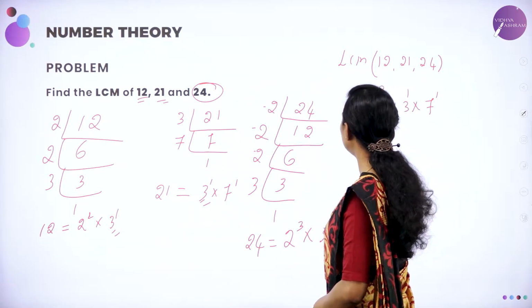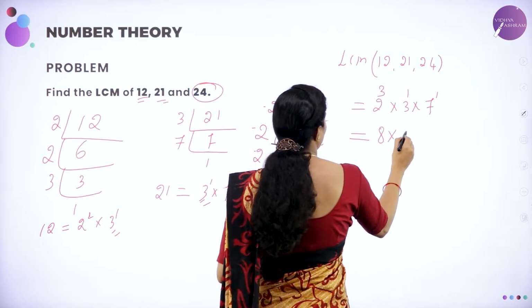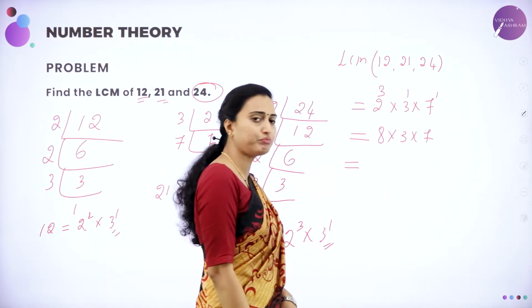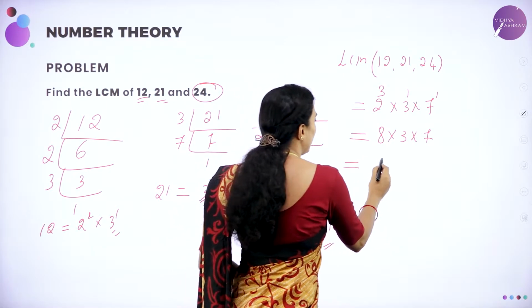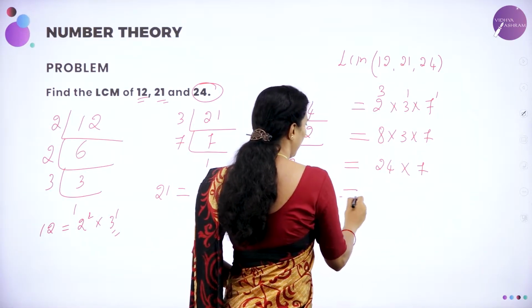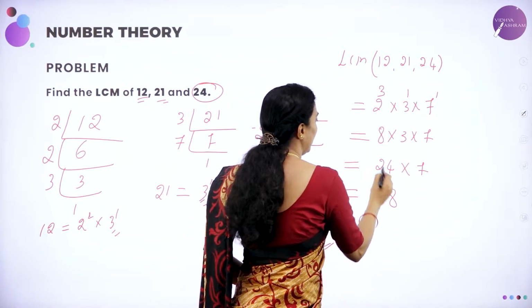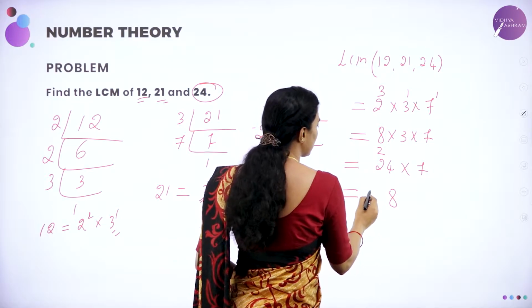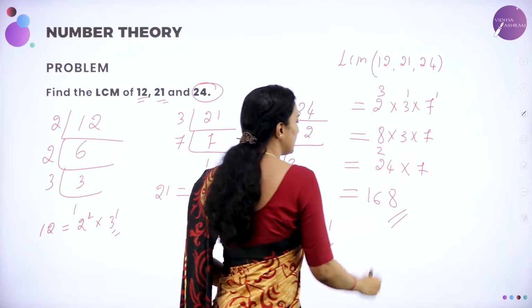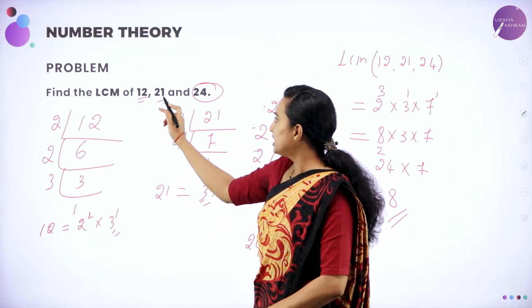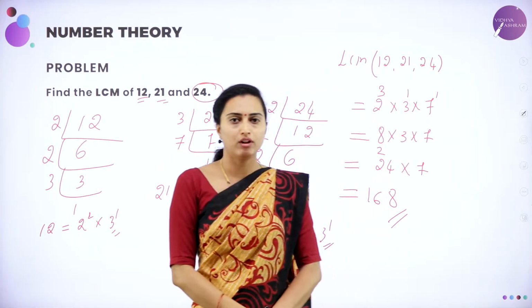The answer: 2 cube is 8, into 3 into 7, which will be equal to 8 3s are 24 into 7. So 7 4s are 28, 7 2s are 14, 14 plus 2 is 16. So 168 is your LCM of 12, 21 and 24.